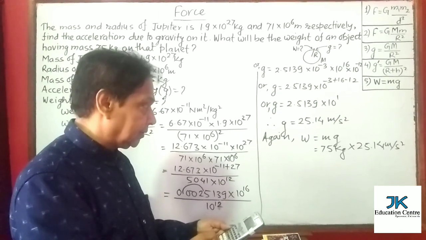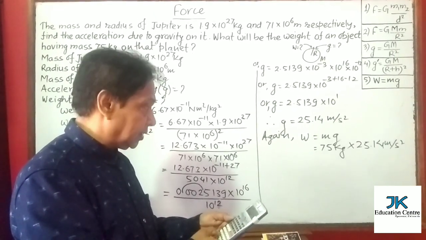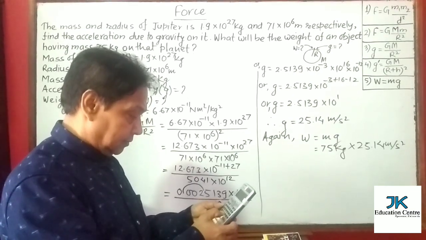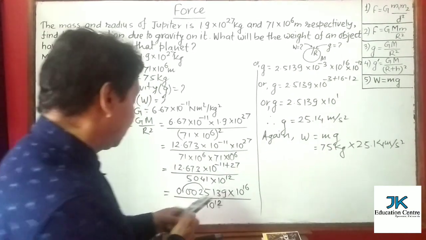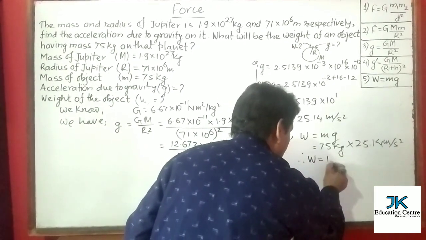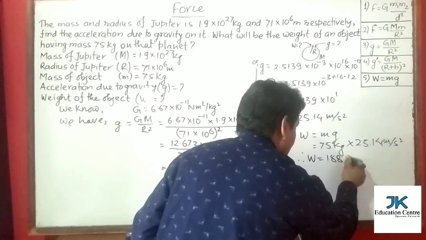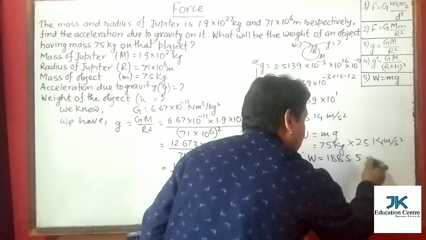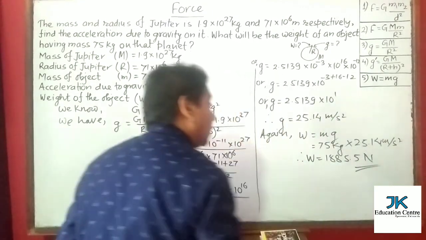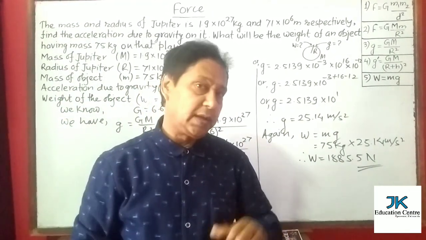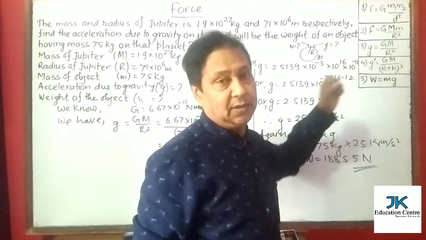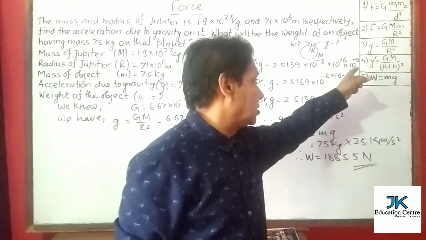75 into 25.14 is equal to 1885.5. Therefore W equal to 1885.5 kg meter per second square, which is Newton, and this is the unit of force or unit of weight. This way we can solve a numerical problem related to this third equation and fifth equation. Next class we'll use this fourth equation.